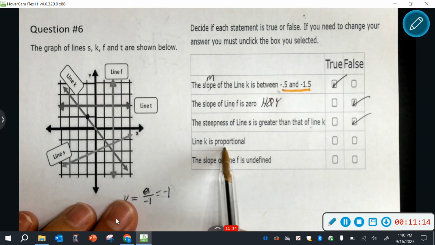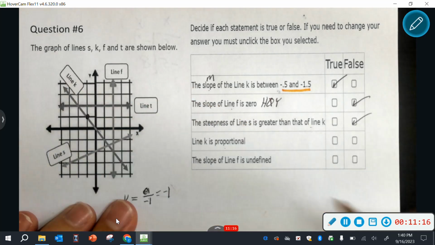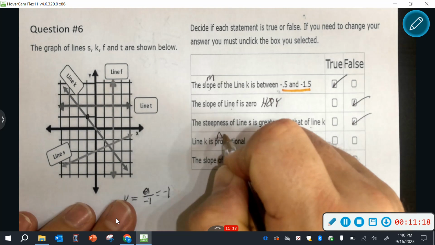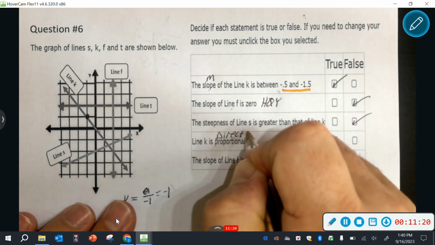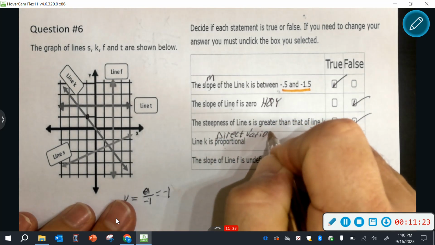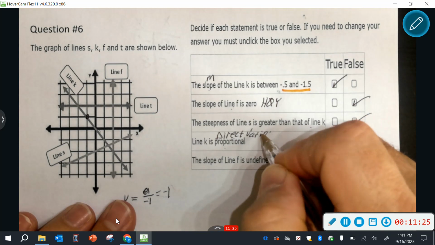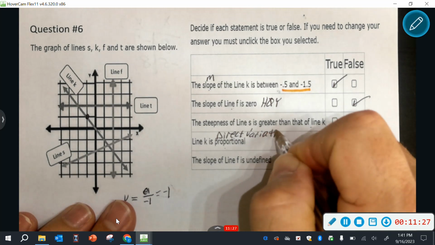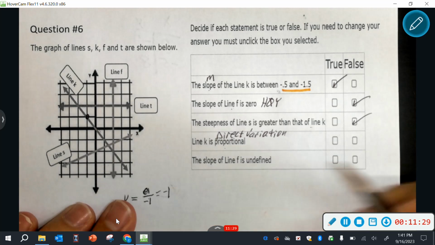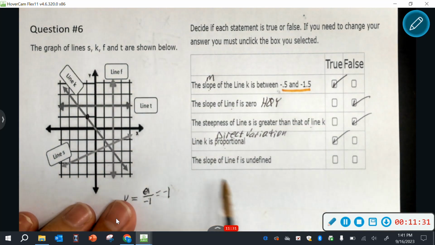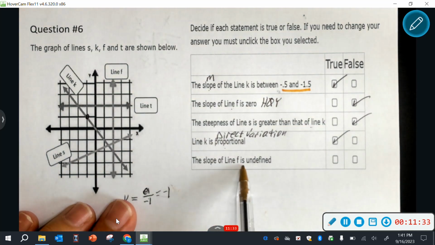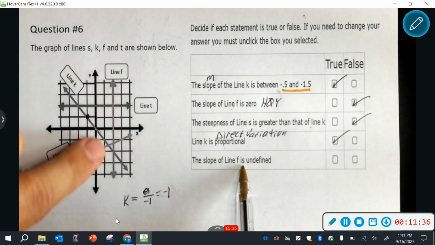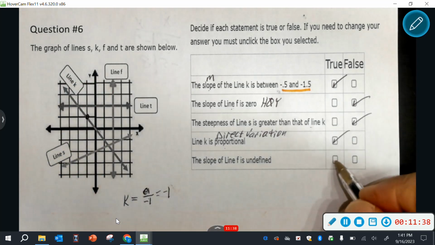Line K is proportional. Another word for proportional is direct variation. And if it goes through the origin, then it is a direct variation, so this will be true. And then the slope of line F is undefined. It is a vertical line, so that's going to be true.